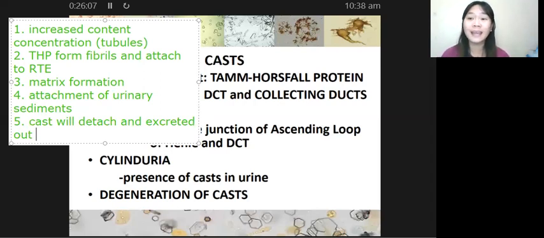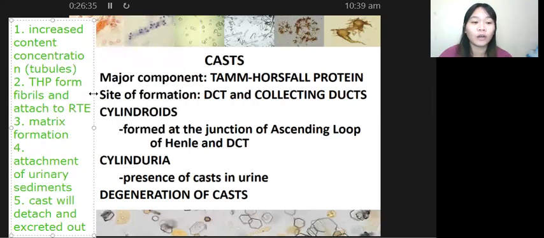Nakuha? Ayan. Kaya nga, di ba, one of the factors that we are considering in the formation of your cast is urine stasis. Okay? Kasi pag hindi yan ma-detach, magde-degenerate at magde-degenerate yan doon sa kanyang site of attachment. Okay? Particularly in your DCT up to your collecting ducts. Nakuha? Ayan. So that is when it comes to the formation of your casts.